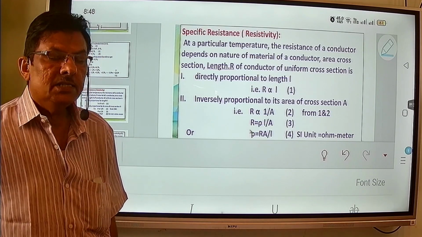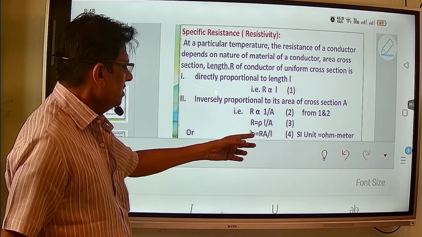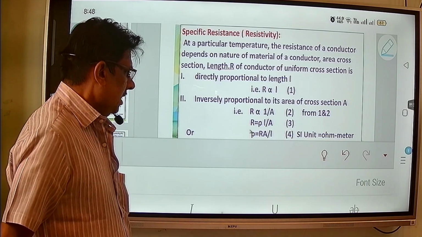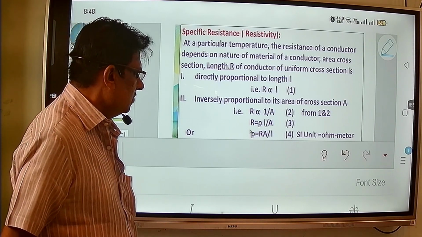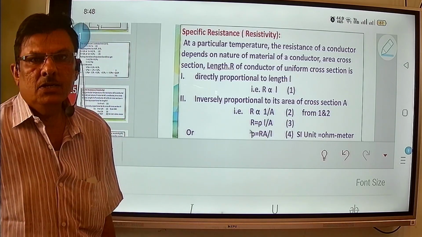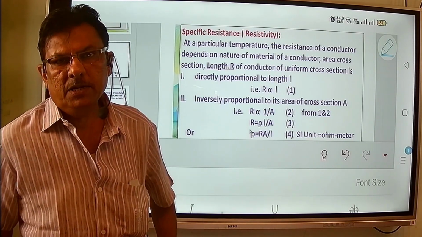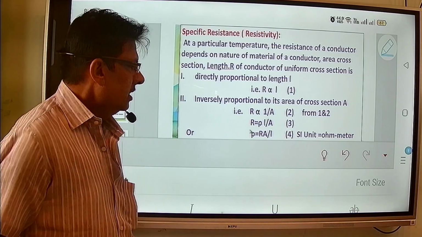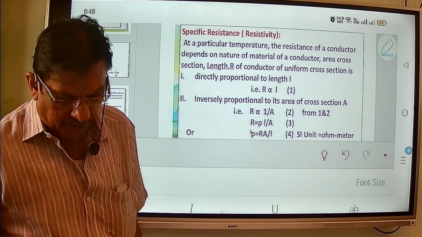But we want to find the resistivity formula. So rearranging equation 3, we get rho is equal to RA upon L. Now here R is measured in ohm, area is measured in meter square, and in the denominator length is given, that is measured in meter. So the term common in numerator and denominator is meter. So one term of meter gets cancelled, and we get SI unit is equal to ohm meter.